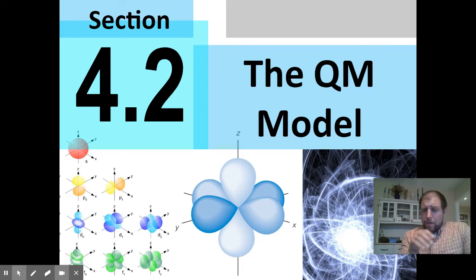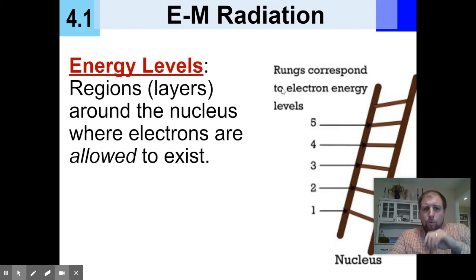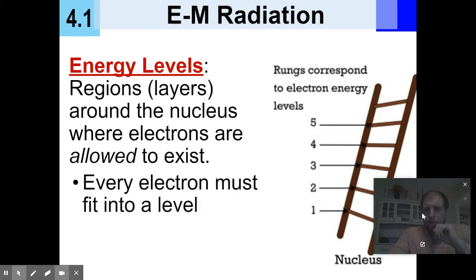Okay, so this unit is called 4.2, the quantum mechanical model, or the QM model, or QMM sometimes, all right? It's a long word. So when we left off last time, we had just talked about Niels Bohr, who helped recognize that electrons organize around the nucleus in energy levels. These are regions where electrons are allowed to exist, all right? So you could be in the first energy level, the second, the third, all right?